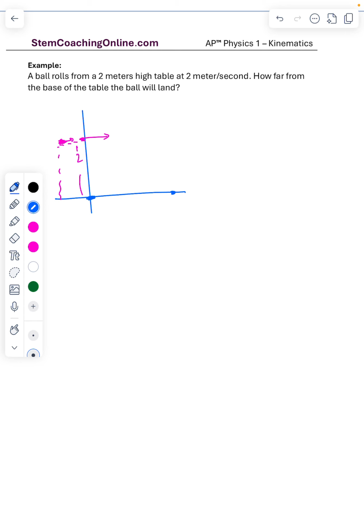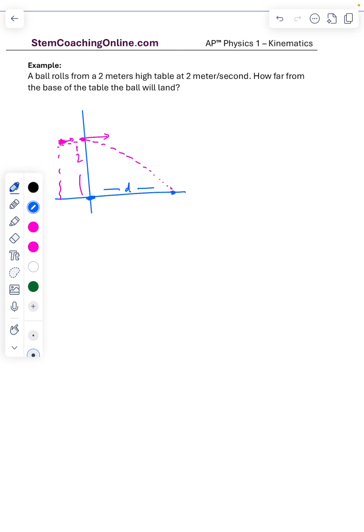Now the ball will not keep going straight because gravity is going to be pulling it down, which means the ball will take a path something like this, and we have to find the distance d. Let's try to put whatever we know into mathematical variables. That way we can solve this question.